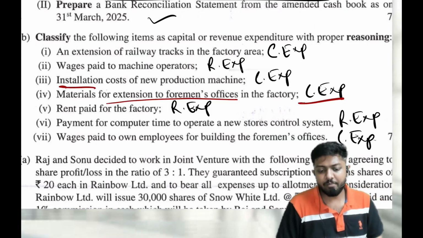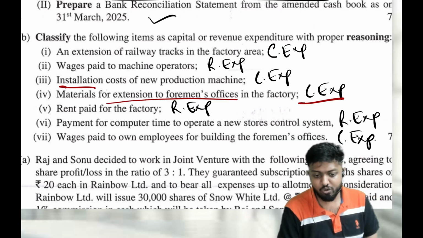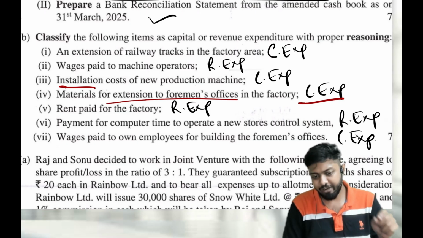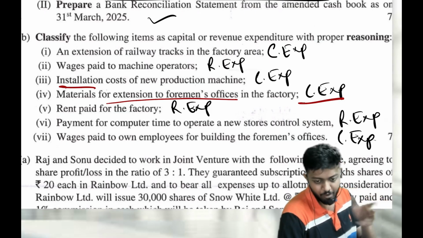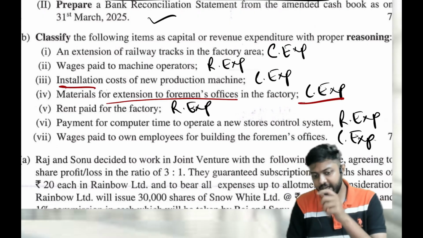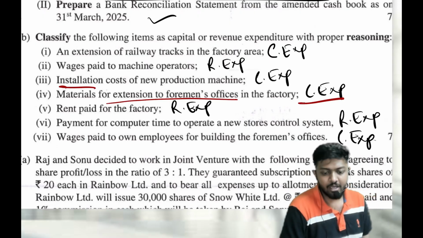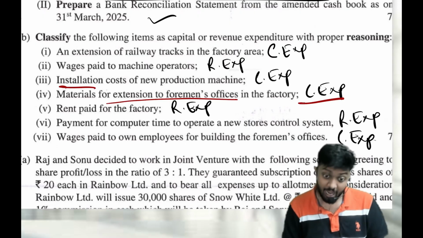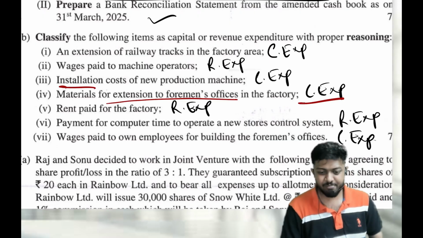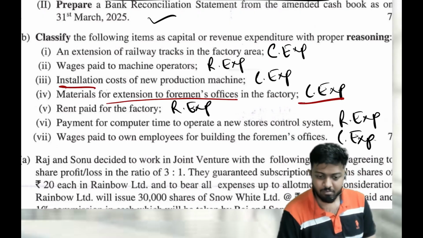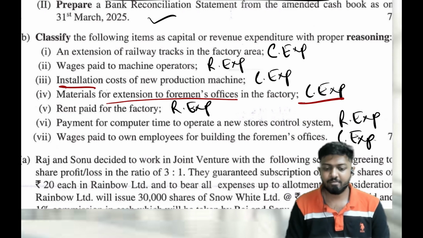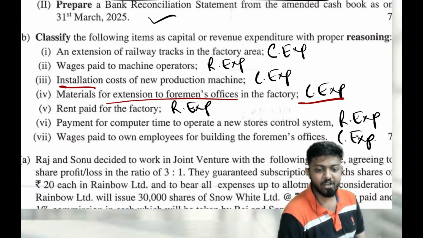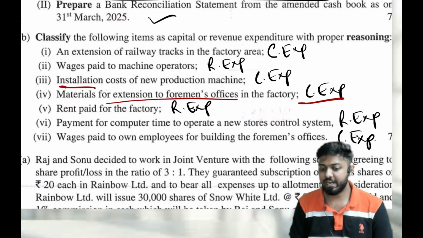Payment for computer time to operate new stores and controls. So there is some new inventory control software, and I have given some money to operate that software. Computer time. Is that a capital expenditure? No, computer time is a normal expense. You're just using it. There's no efficiency that you're getting out of that expense.